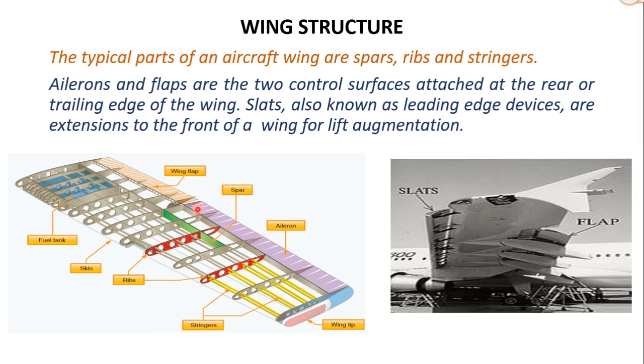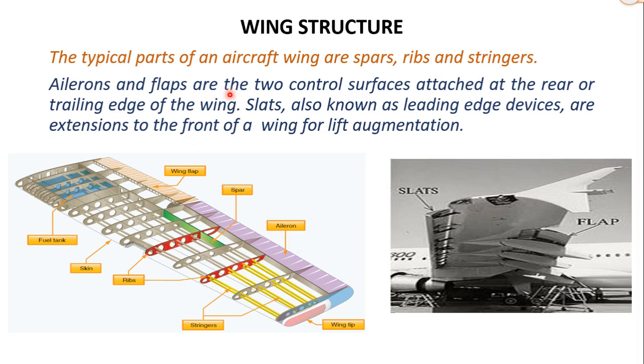Ailerons and flaps are the two control surfaces attached to the rear or trailing edge of the wing. Aileron is a primary control surface. It is present at the wing tip. So it is used for the rolling movement of an aircraft. Wing flap is used to increase the lift. While moving flaps downward, lift force can be increased.